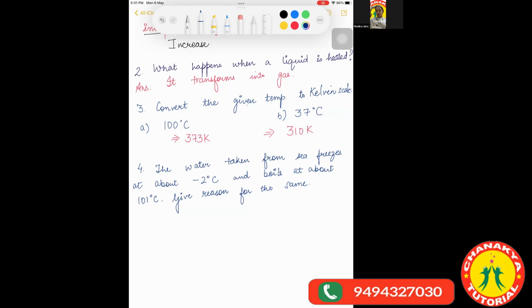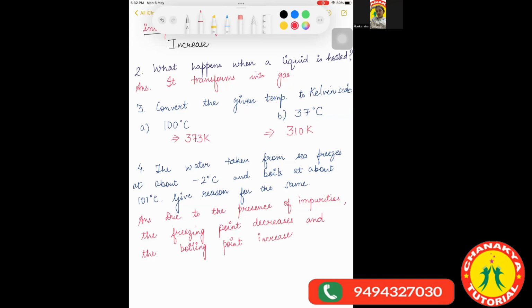Harshit, can you tell me the reason? Ma'am, the reason is because of the mixtures and impurities present in the water. Yes. So the answer for this is that due to the presence of impurities, the freezing point or the melting point decreases, and the boiling point increases. I hope this is clear. Next.